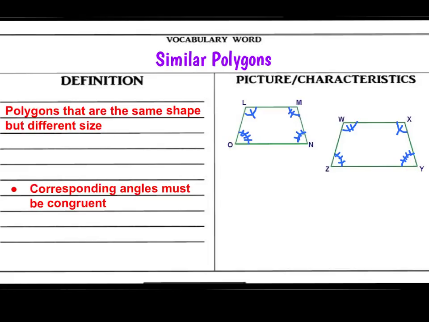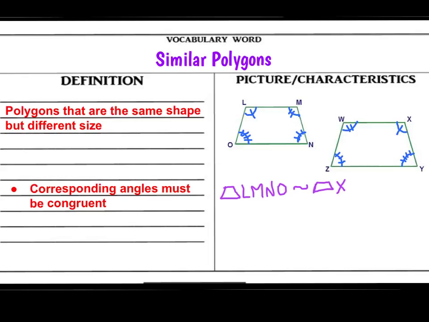So what we can do is write a similarity statement. We've written congruency statements. Well, now we can write a similarity statement. So what we would do is we would write trapezoid, and we'll go in order. Trapezoid L, M, N, O is similar to trapezoid, and the order matters. We're going to want whatever goes with L to be written first, and that would be X.